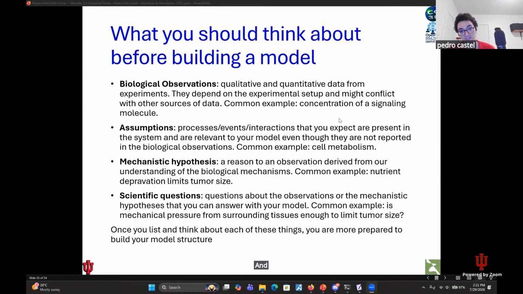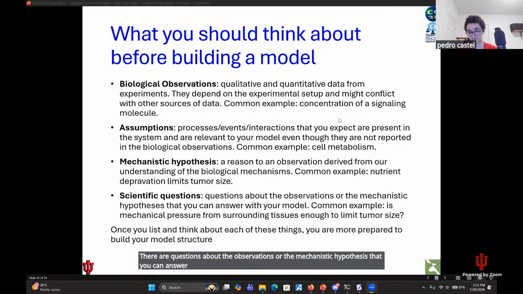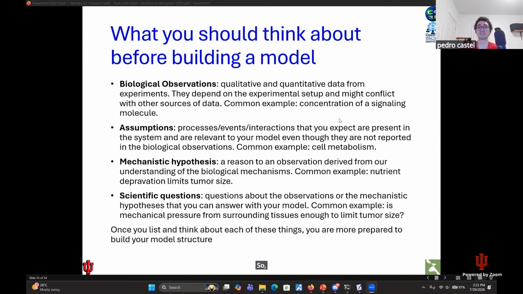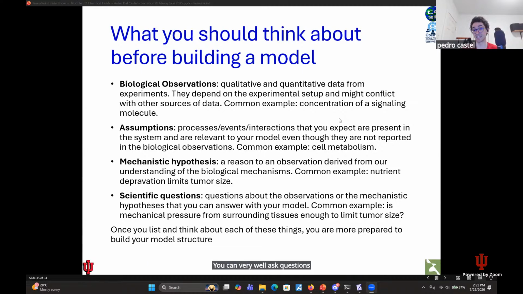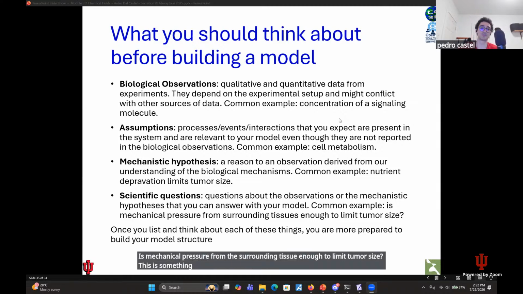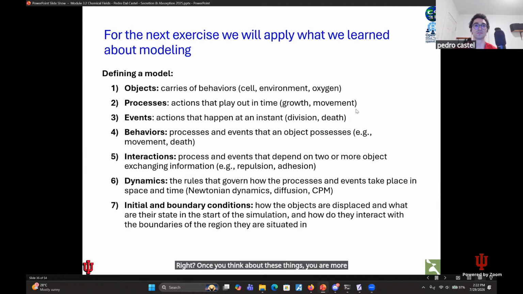And there are scientific questions. They are questions about the observations or the mechanistic hypotheses that you can answer with your model. So this is key. These are questions that you can address with your model and the observations. You can very well ask questions that are not answerable with your model. For example, why does a cell exist? That's not a scientific question. An example of a scientific question is: is mechanical pressure from the surrounding tissue enough to limit tumor size? This is something you can build a simulation for, you can test, right? Once you think about these things, you are more prepared to build your model.